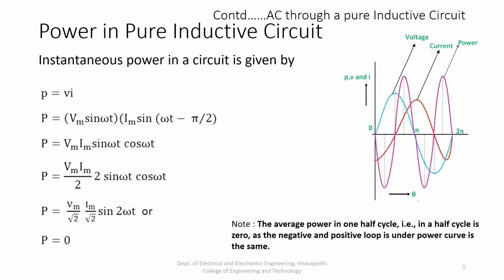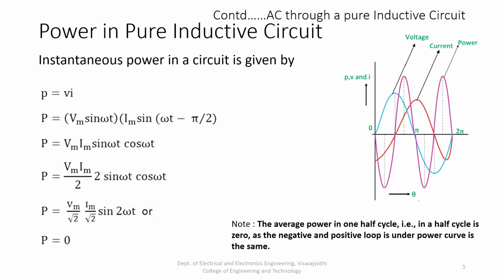Power in a pure inductive circuit. The instantaneous power in a pure inductive circuit is given by P equals Vi, that is the product of the instantaneous value of voltage and the instantaneous value of current. Substituting the expressions for voltage and current, the power can be written as P equals Vm sin omega t times Im sin omega t minus pi by 2.